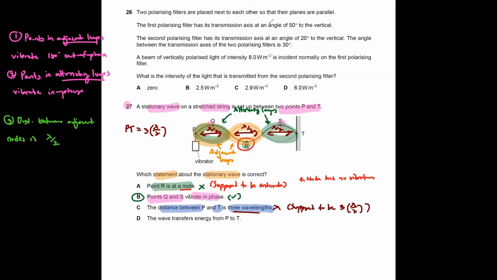If they say 3 wavelengths, this is wrong. And then the last answer statement where they say that the wave transfers energy from P to T, this one is also wrong. We're not talking about a progressive wave here, we're talking about a stationary wave. Stationary waves do not transfer energy, unlike progressive waves. So D is also out. So the only correct answer here is actually B. Okay, so this is for this.